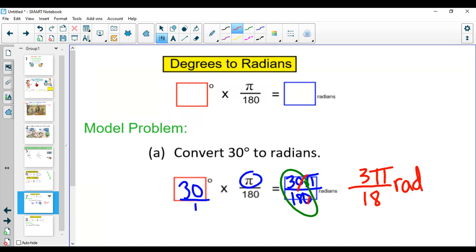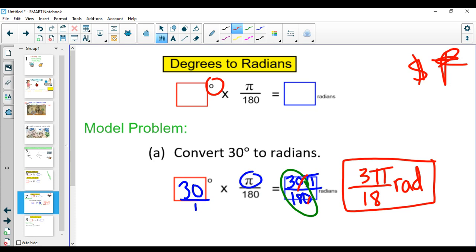Now you have to put rad. Rad is like our symbol, just like degree is our symbol for degrees. Or you have the money symbol and the peso symbol, right? So rad is the symbol for radian mode. So this would just be your answer.